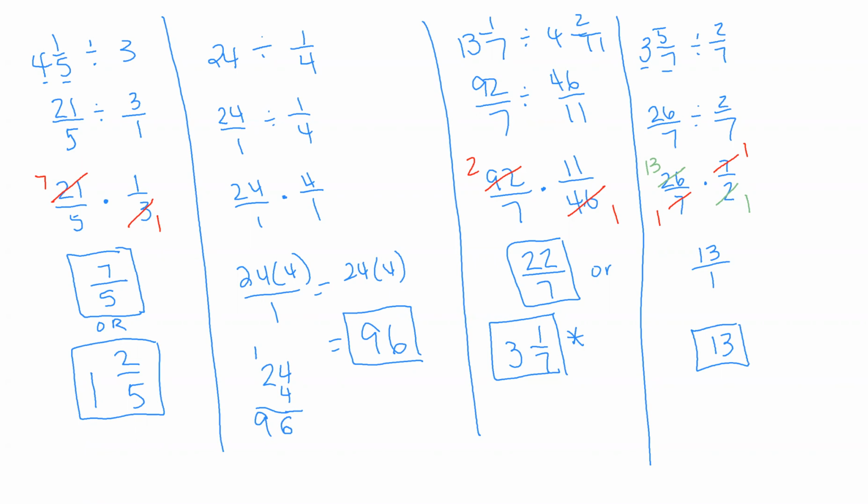All right. So again, with division, fractions convert to multiplication and then simplify and multiply across. With division of mixed numbers, convert to improper fractions, then convert to multiplication, simplify, multiply across.